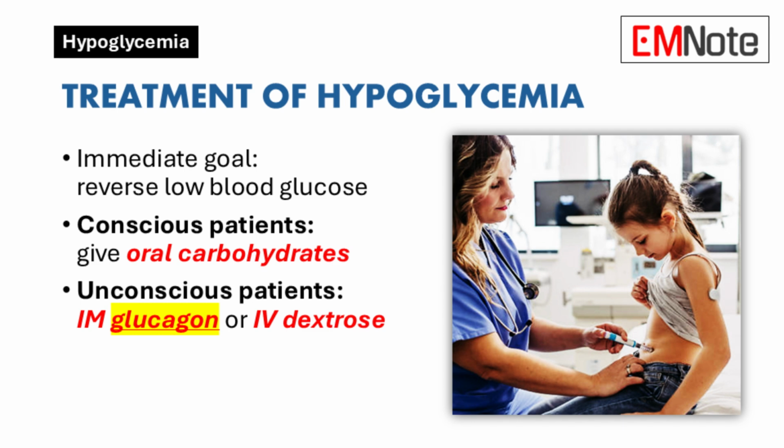Treatment of hypoglycemia. Immediate treatment for hypoglycemia focuses on reversing low blood glucose. Conscious patients can consume readily absorbable carbohydrates, such as fruit juice. Patients unable to take oral agents should receive glucagon intramuscularly or intranasally. In severe cases, intravenous dextrose is administered.